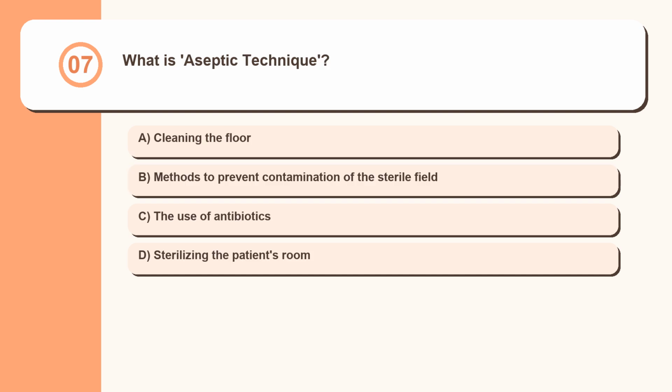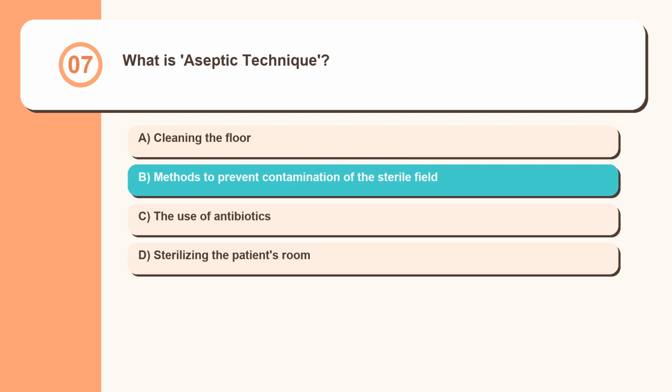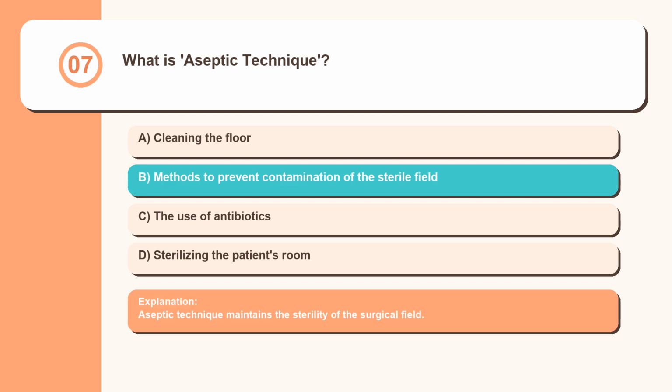Question 7. What is aseptic technique? Cleaning the floor. Methods to prevent contamination of the sterile field. The use of antibiotics. Sterilizing the patient's room. Aseptic technique maintains the sterility of the surgical field.